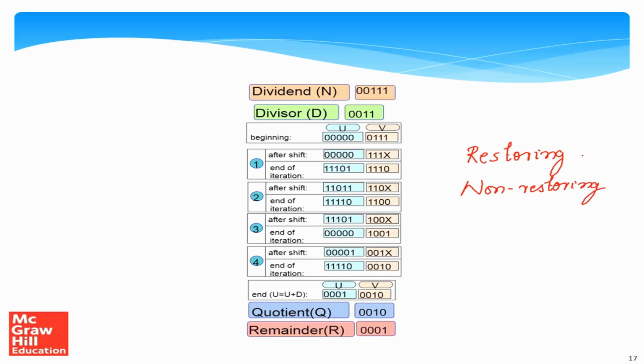In the restoring algorithm, one subtraction and one addition need to be done in each iteration. Alternate versions are possible, but still a fair amount of work needs to be done. But in the non-restoring version, either you do a subtraction or you do an addition, but not both. So in that sense, the work is roughly halved. That's the reason the non-restoring algorithm is used.